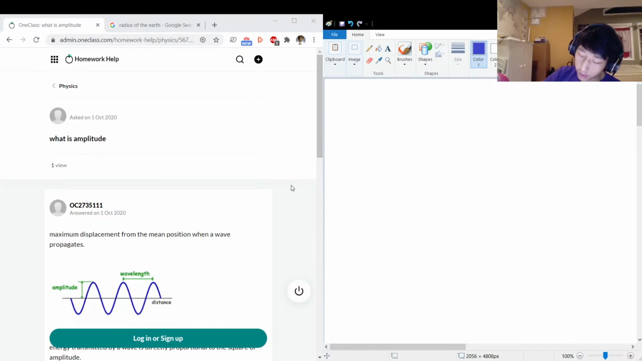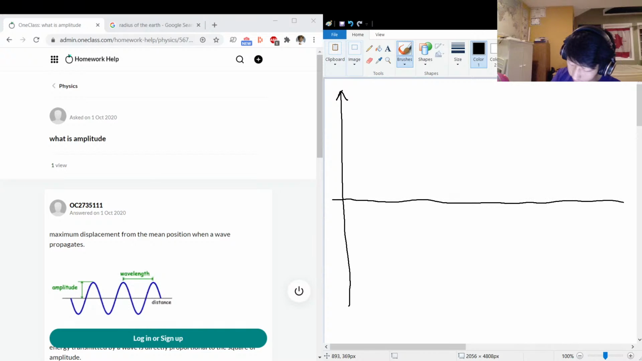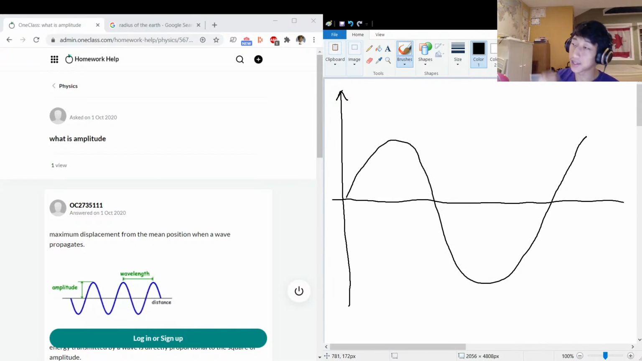So the next question that we have on the menu is kind of related to the previous one: what is the amplitude? Oops, let me draw out another graph of a wave. So suppose this is just a single cycle of a sine wave. This would be the amplitude. Okay, now the amplitude is basically a measure of how intense the signal is at that point.